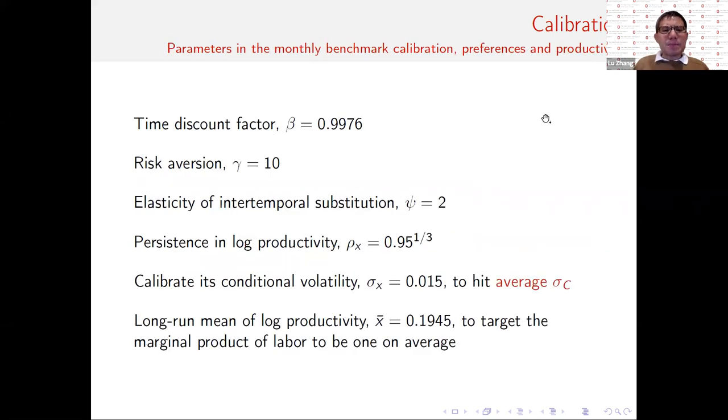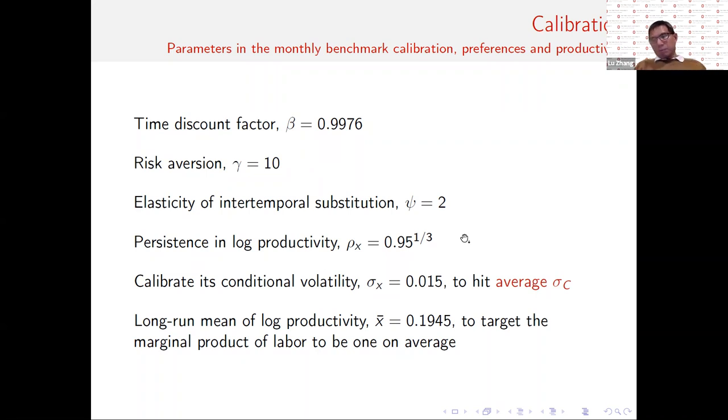All right, so calibration. We calibrate the time discount factor to help match the mean risk-free rate. And we mostly follow the long-run risk literature in calibrating risk aversion. So we are at the upper bound, which is 10, and the EIS upper bound as well, which is 2.